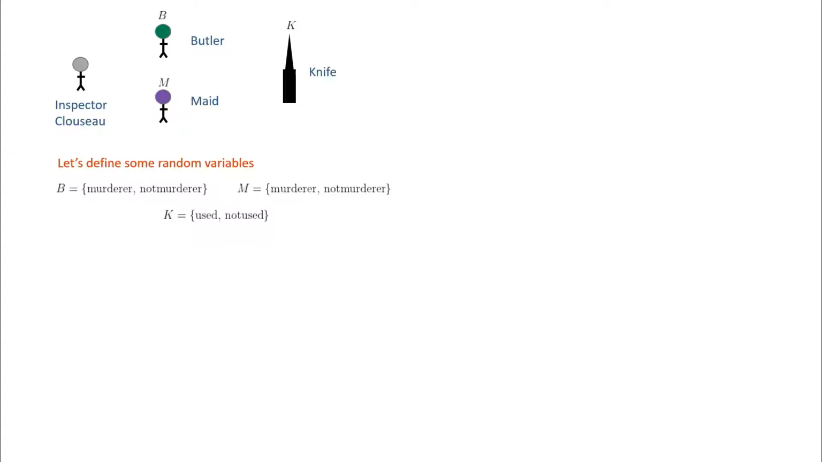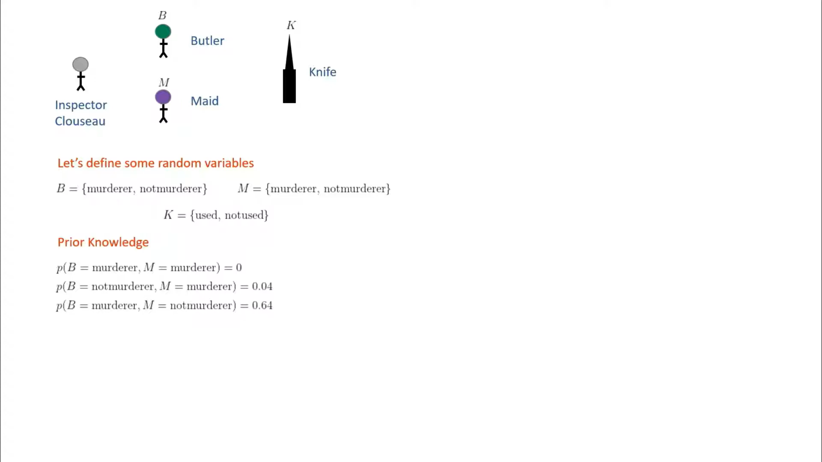We also have some prior information before we actually do anything with this problem. We are told that both the butler and the maid cannot be the murderer, so the joint probability is 0. We are also told that the probability of the butler being not the murderer, whilst the maid is the murderer, is 0.04. The probability of the butler being the murderer and the maid not the murderer is 0.64. And the probability that neither are murderer, as in some other third party has come in and killed the victim, is 0.32.